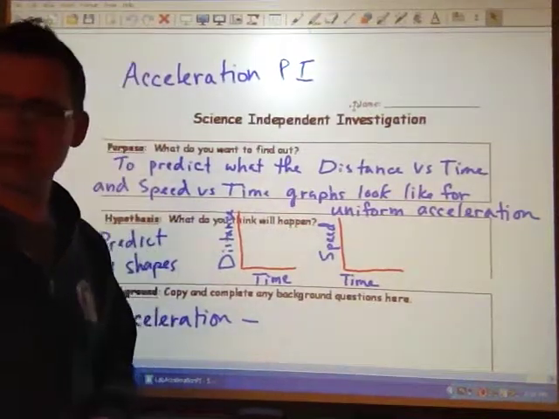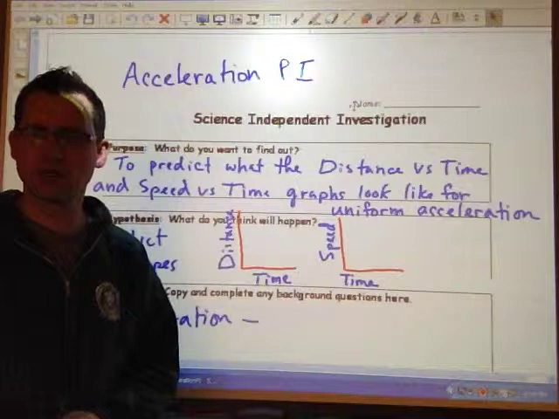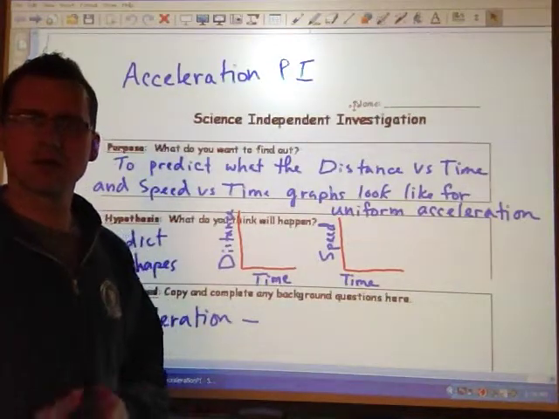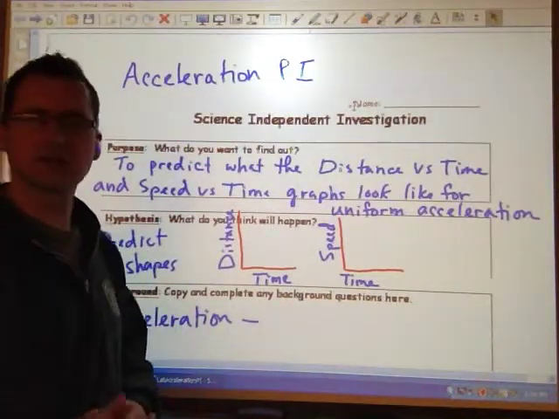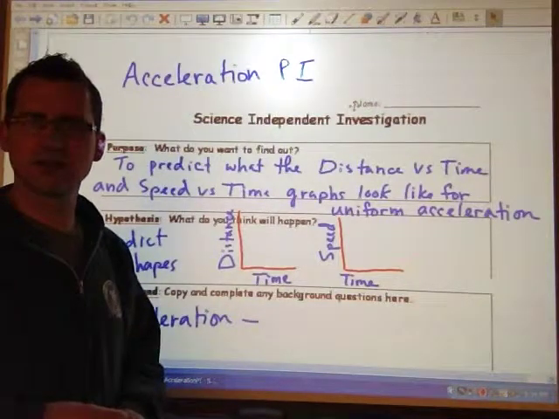Welcome back, Science 10. The last two labs in MW4 deal with acceleration. So there's a Part 1 acceleration lab and there's a Part 2 acceleration lab if you choose to do it to achieve that higher level in the contract.